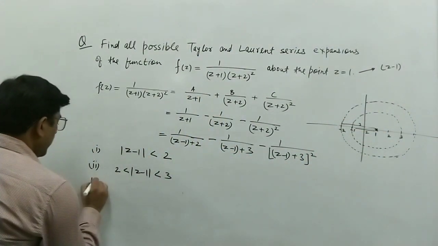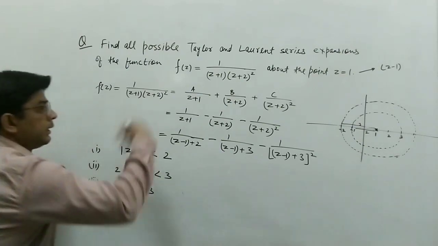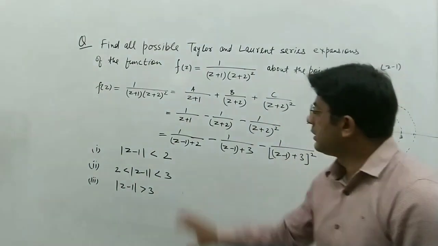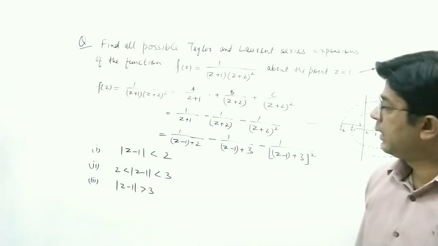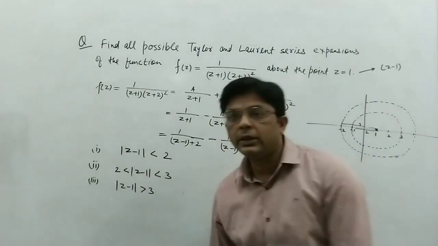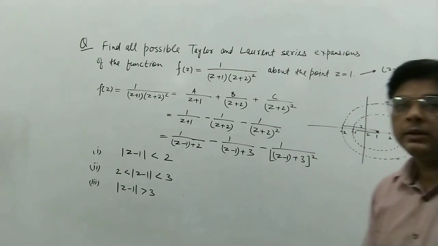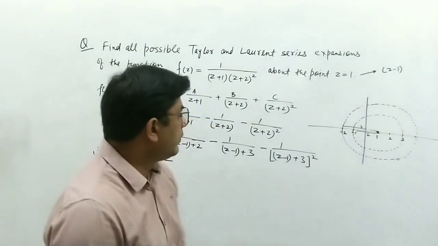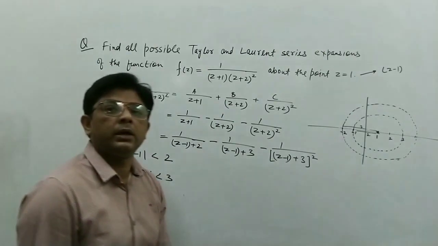And now the third region will be mod z minus 1 greater than 3, outside this bigger circle. So these are the three regions in which we have to find these three series. First, in the first region we have mod z minus 1 less than 2, which means the region inside this circle. So we will get a Taylor series, because we are taking all the points inside this circle.